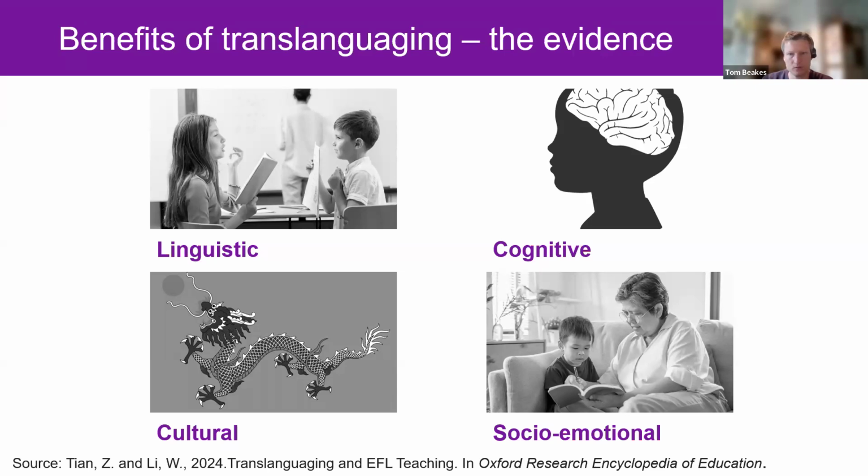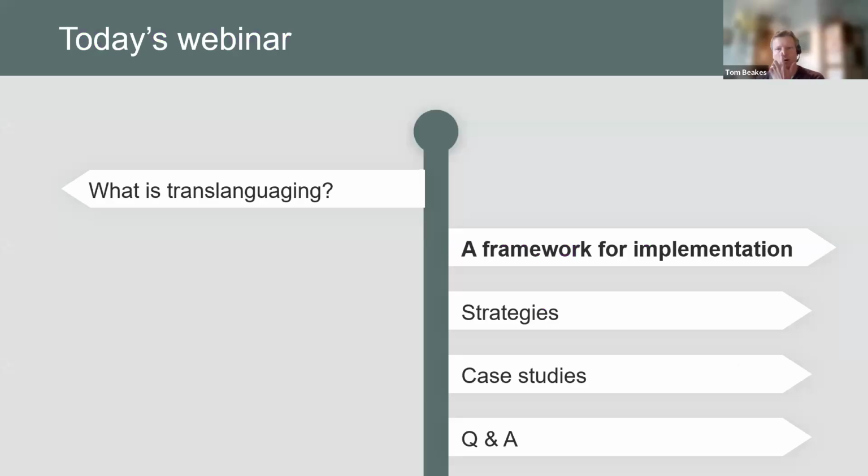Okay. So for all the reasons we've just discussed, translanguaging is quite complex and it's not something you can just walk into your classroom one day and start doing. Or if you do that, I think it's less likely to be successful. So we're going to look at a framework for how you might implement translanguaging in a more strategic kind of way that hopefully will benefit your students in the most effective way.